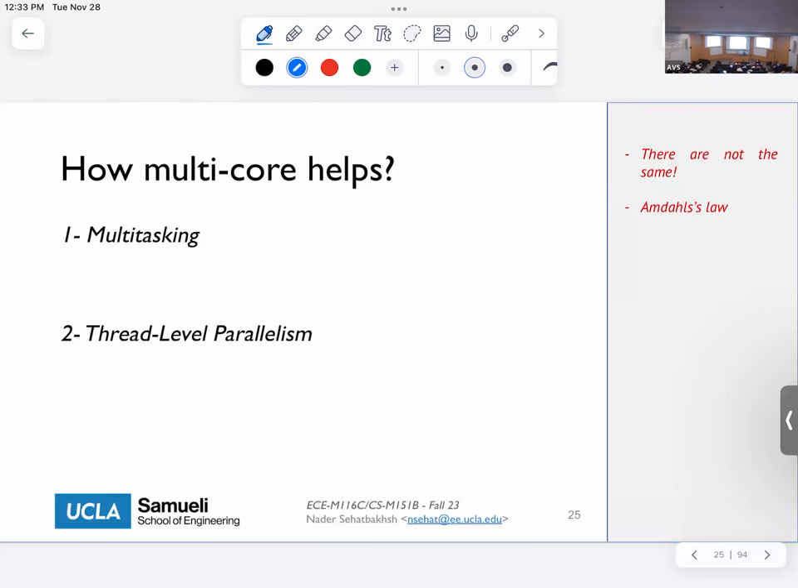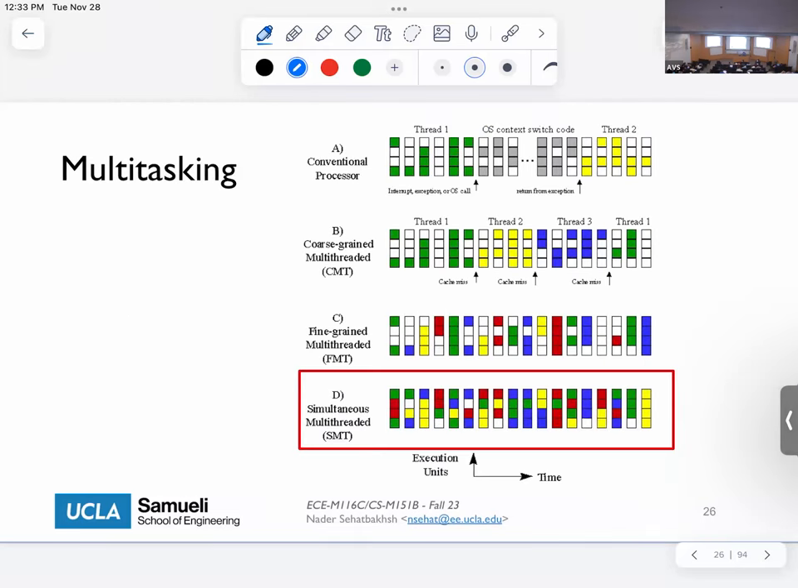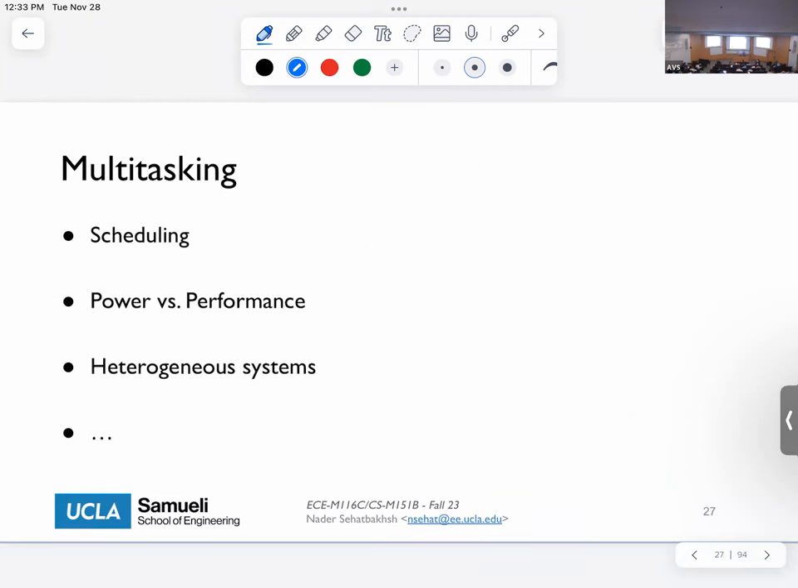Let's first talk about the multitasking. And then, by the way, we have the SMT already in our system. So we are assuming that each core already has SMT. So adding multiple cores, even within one core, we still have multitasking if you want to. But generally, multitasking with more cores means that now you have more real estate to do more things at the same time. This is mostly just helping you with quality of service kind of thing.